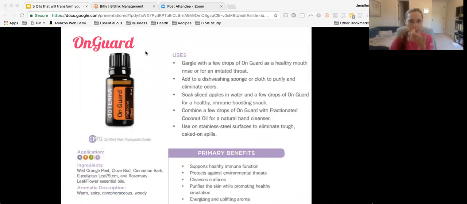Okay, so now we're going to get into some of our blends. Those were a few single oils that are must haves, but we have some amazing blends as well. On Guard is an incredibly popular blend, and it's because, one, it smells great, but two, it helps support the immune system. So it's considered our protective blend, and it's going to really help support and strengthen your immune system. And we all need that throughout the year as things are going around.